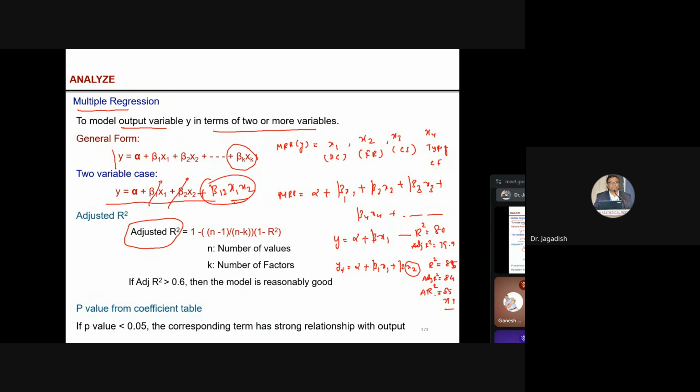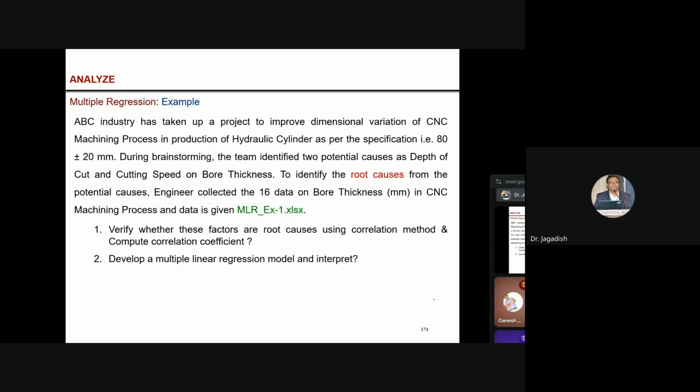So that method is called stepwise regression, where we add the different parameters to the model step by step, finding the R square value and adjusted R square value. That's the concept of stepwise regression in regression modeling.